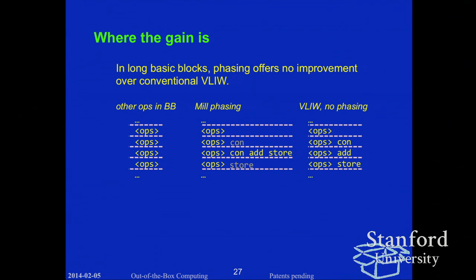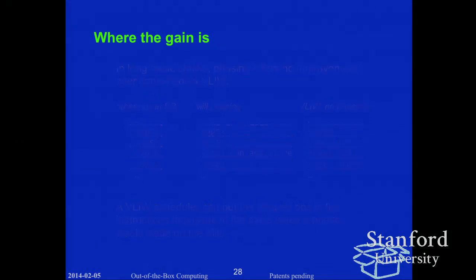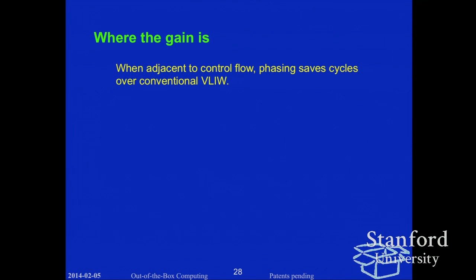On a VLIW, you can simply put the con and the store in the appropriate place. The mill has not gotten any faster than what the VLIW would have done. This, however, is true only in the middle of a long basic block. If you are not in that circumstance, when you're adjacent to control flow, phasing does earn cycles over a conventional VLIW.